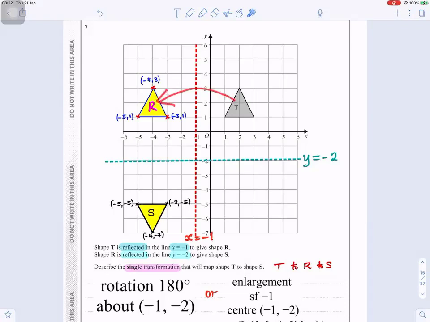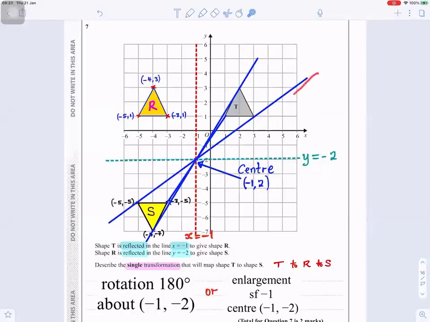Shape T is reflected in the line x equals minus 1, and that gives us shape R. Then shape R is reflected in the line y equals minus 2 to give shape S. So that's the process: T to R and then R to S. And we want to describe the single transformation.